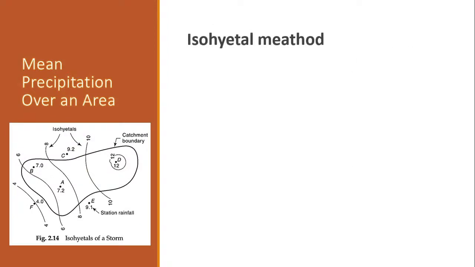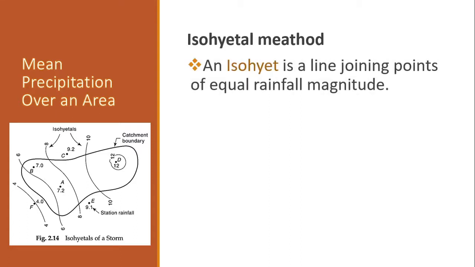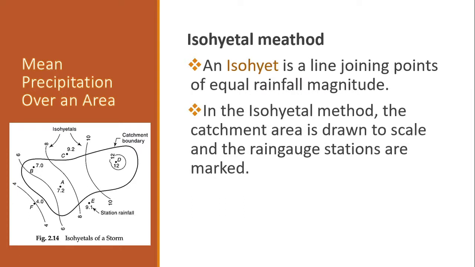So the third method in this topic, mean precipitation over an area, is the isohyetal method. An isohyet is a line joining points of equal rainfall magnitude. In the isohyetal method, the catchment area is drawn to scale and the rain gauge stations are marked. So from the figure, as you can see, the isohyets here are the lines crossing the catchment area. The rainfall magnitude along these lines is equal.